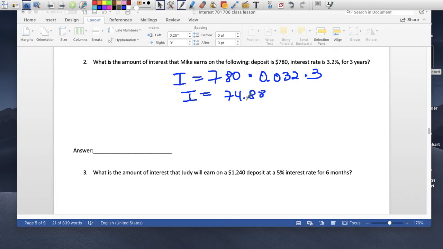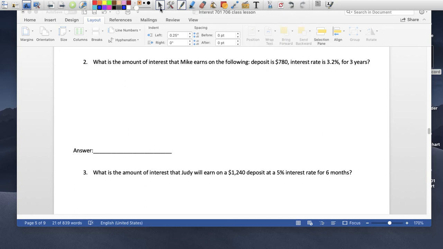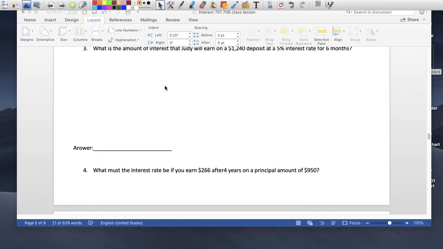the bank is going to give him $74.88. But please don't forget that he is also going to take out the 780 that he originally put in there, right? So it's 780 plus 74.88. That's how much he would take out as a whole if he's closing the account.